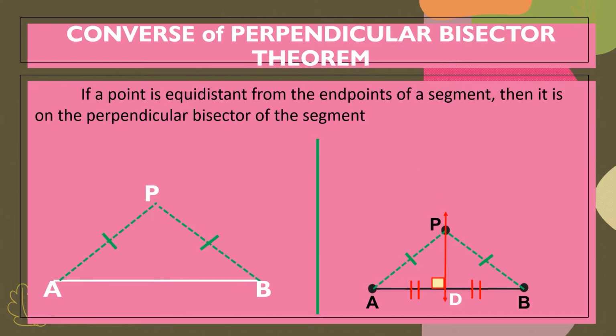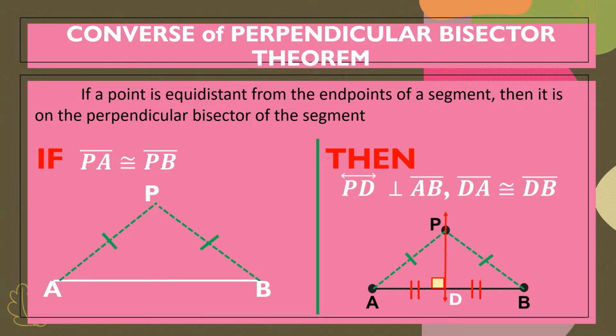On the other hand, we have the converse of the perpendicular bisector theorem. This states that if a point is equidistant from the endpoints of a segment, then it is on the perpendicular bisector of the segment. That is, if segment PA is congruent to segment PB, then line PD is perpendicular to segment AB and segment DA is congruent to segment DB.